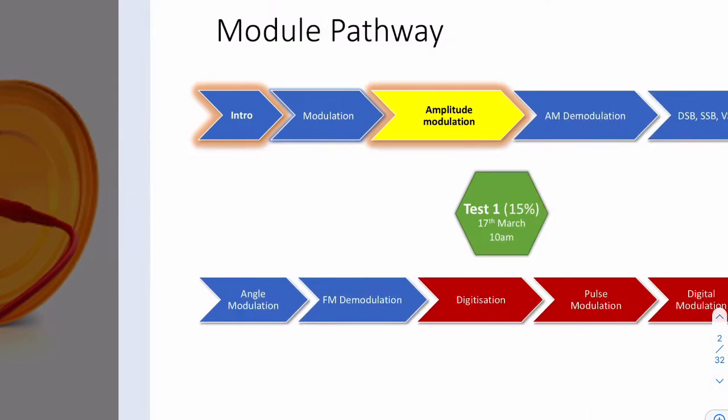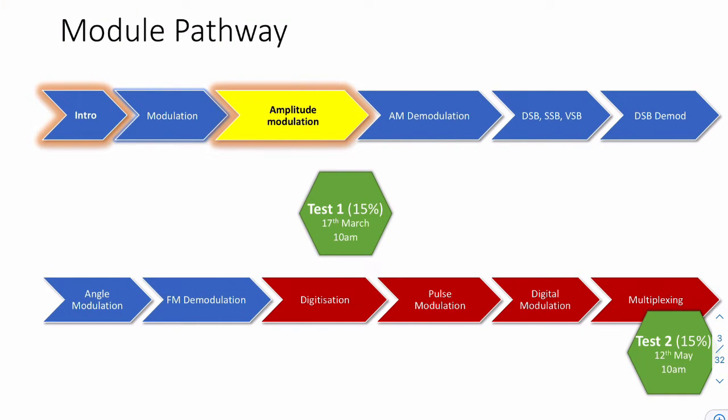So this is the second in our series on modulation where we introduced modulation. Today we're going to talk about amplitude modulation, and next week we're going to be looking at amplitude demodulation, and then these two lectures are specific types of amplitude modulation that we'll be looking at in more detail in lectures 5 and 6.